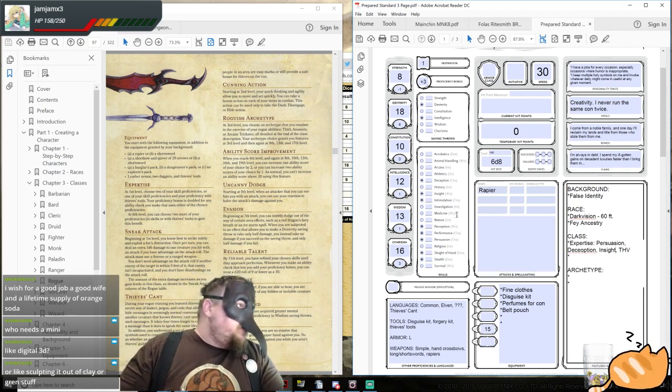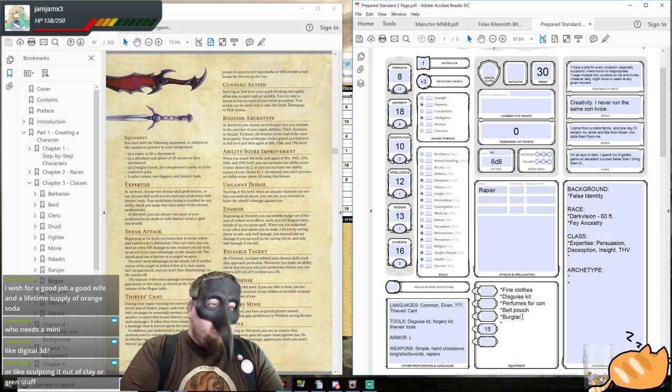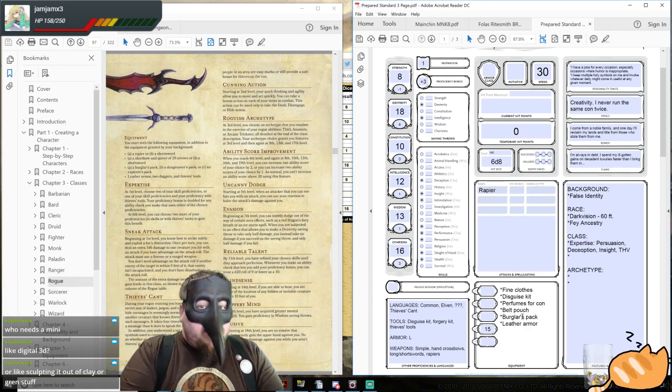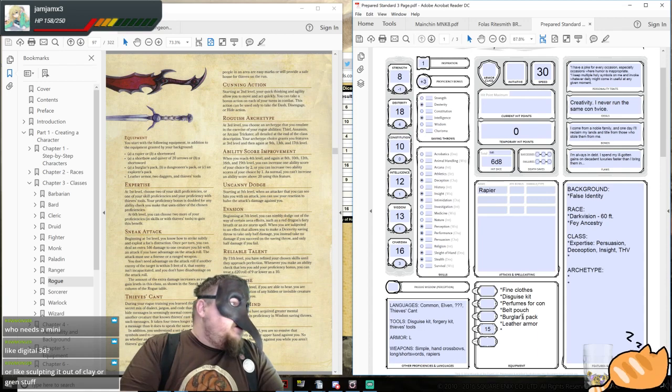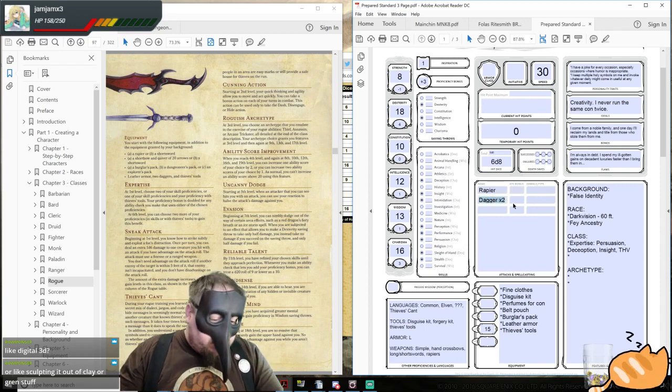Pardon me. Alright, so, Burglar's Pack. Leather armor. It's probably going to have a very select cut if she's trying to be the seductress here. Leather armor and Thieves' Tools. And then we have a dagger X2. Oh, and we actually went with a short sword as well.